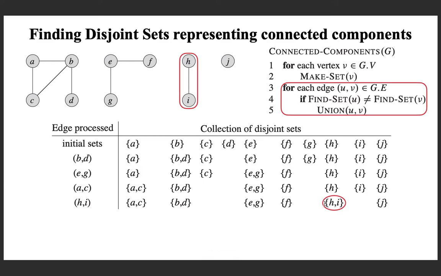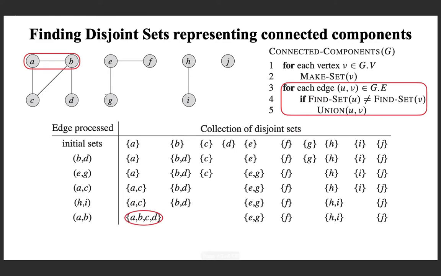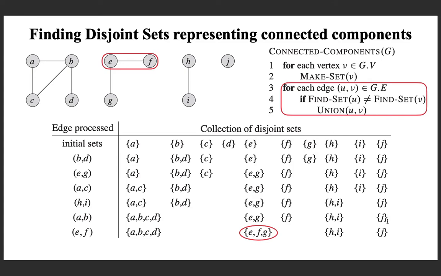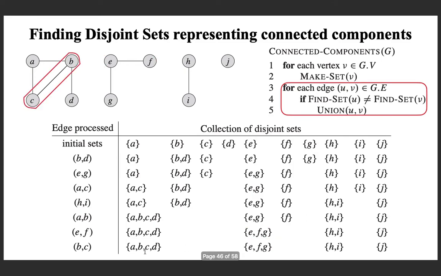Next, suppose you are looking at the edge AB. Now if you look at AB, A is here and B is here, so you will combine these two sets. Note that it is correct, because ABCD is in the same component. Now EF: if you look at E and F, there is E and F, so you will combine these three into a single set. So no other change. And the last edge is BC. You can see that if you take BC, already B and C are in the same component, so nothing to be done.